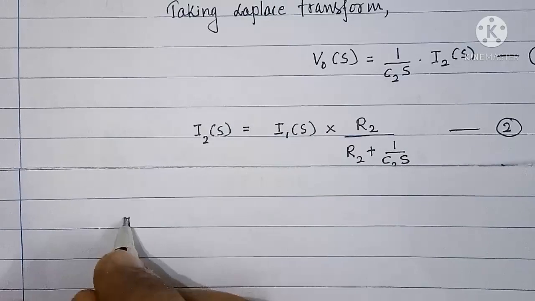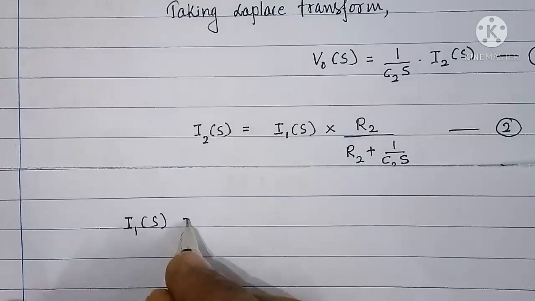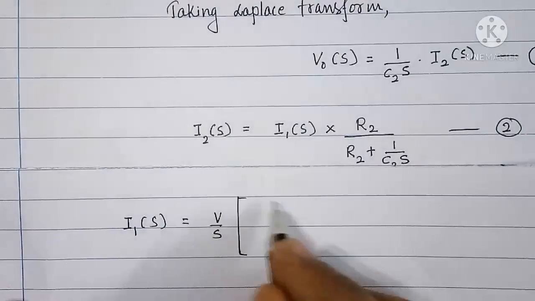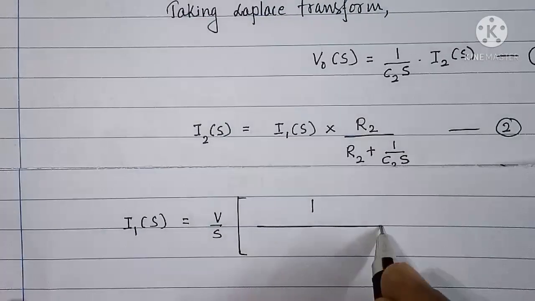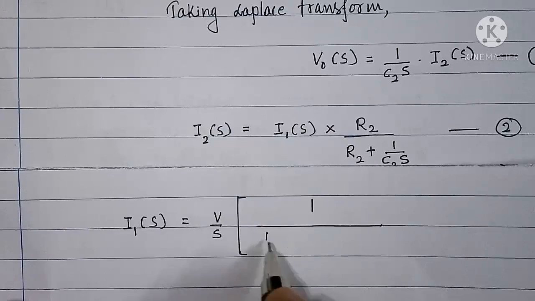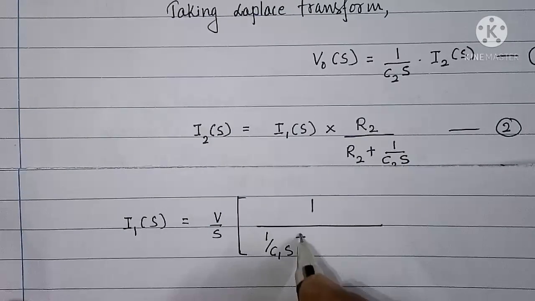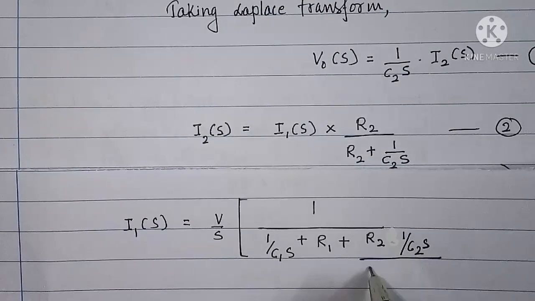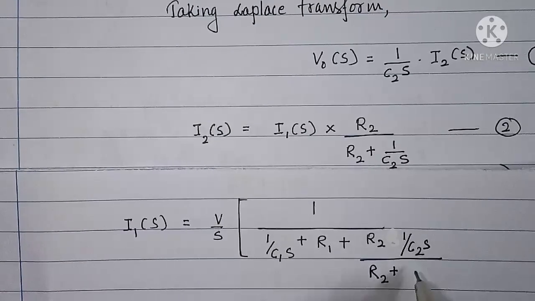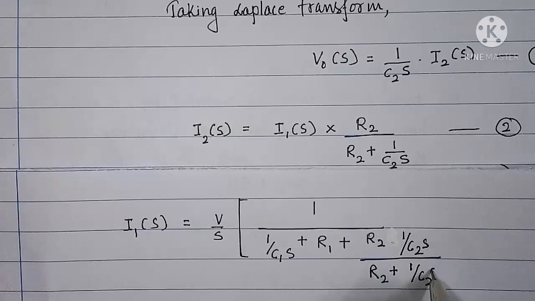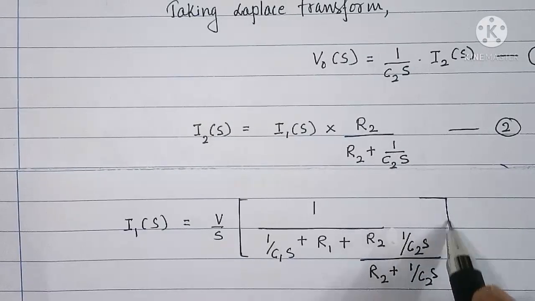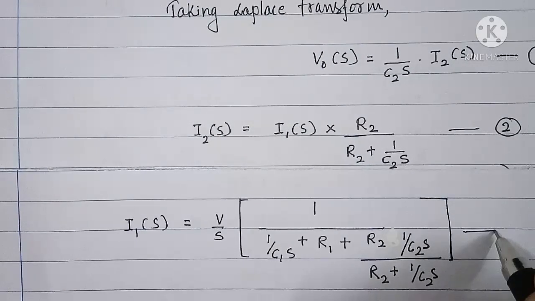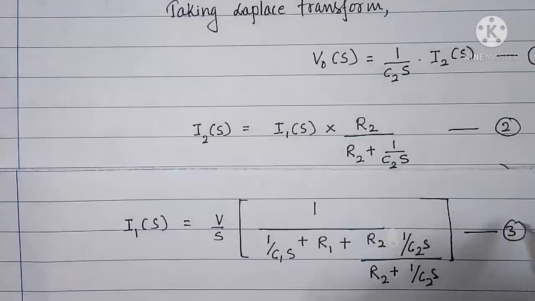We can calculate I1 of S as V by S into 1 by C1S plus R1 plus R2 into 1 by C2S, divided by R2 plus 1 by C2S. Let us call this equation 3.